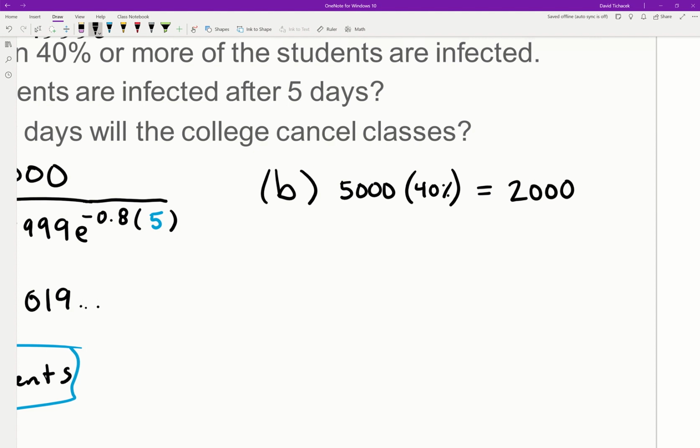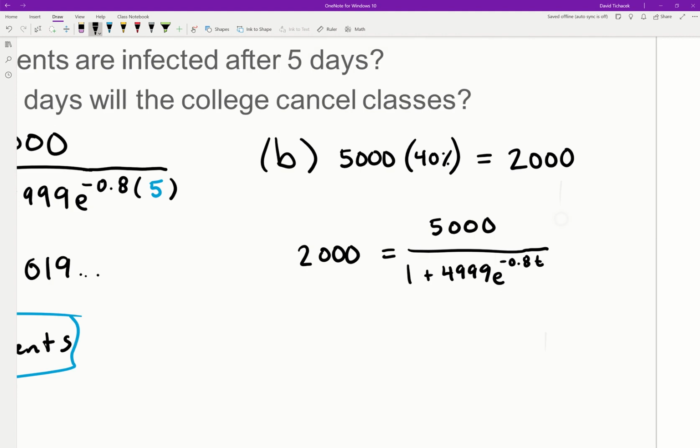Okay. And so what that means is that whenever we reach for our model, we're going to need to plug that in for y. So let's go ahead and do that. So 2,000 students is equal to the 5,000 students that we started with, divided by 1 plus 4,999 times e to the power of negative 0.8 times t. Again, we're leaving t general because it asks us about time in this problem. So that means we're going to be able to solve for t here, and we're going to get our final answer.